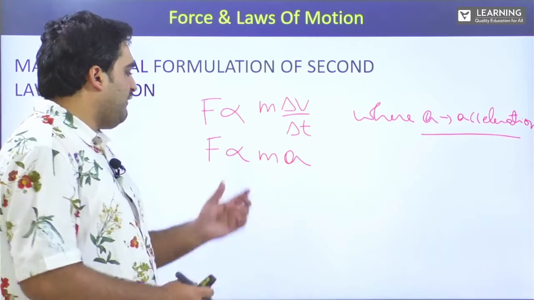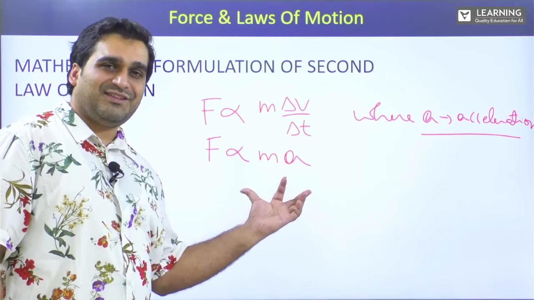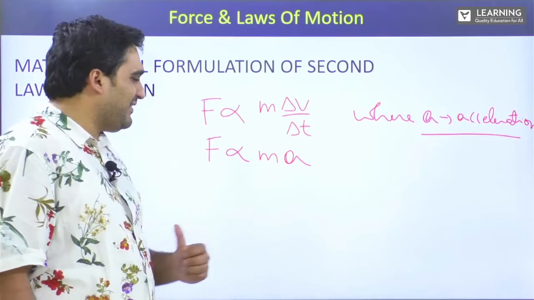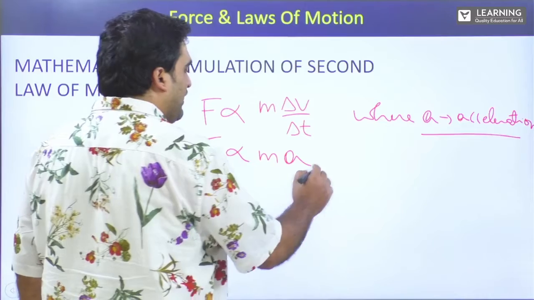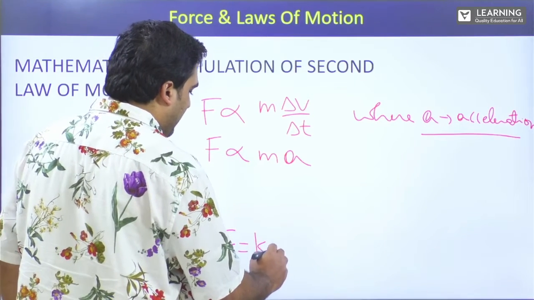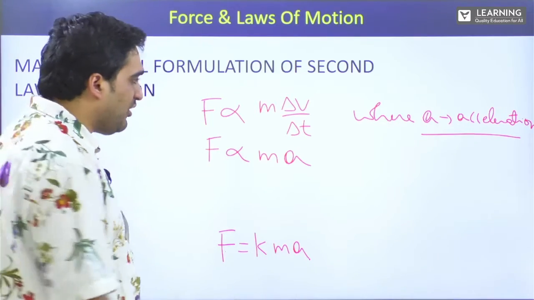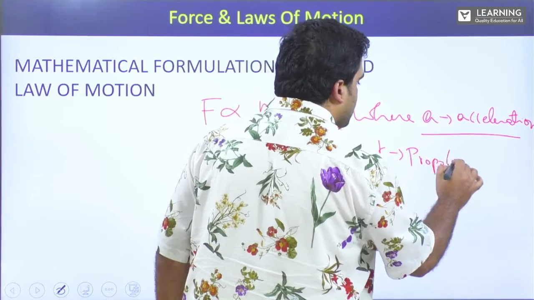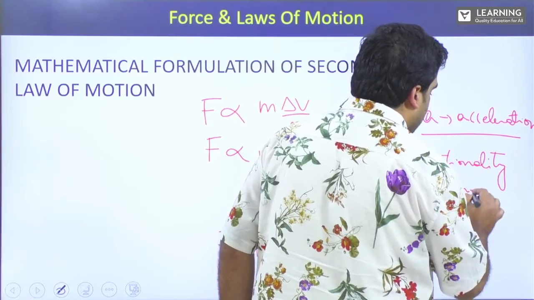Right. So now we have force that is directly proportional to mass times acceleration. This seems to be very familiar to you because you have learned this in high school, right? So F is directly proportional to m times a. So we have to introduce what is called a proportionality constant, where F equals k m a. K is called the proportionality constant.